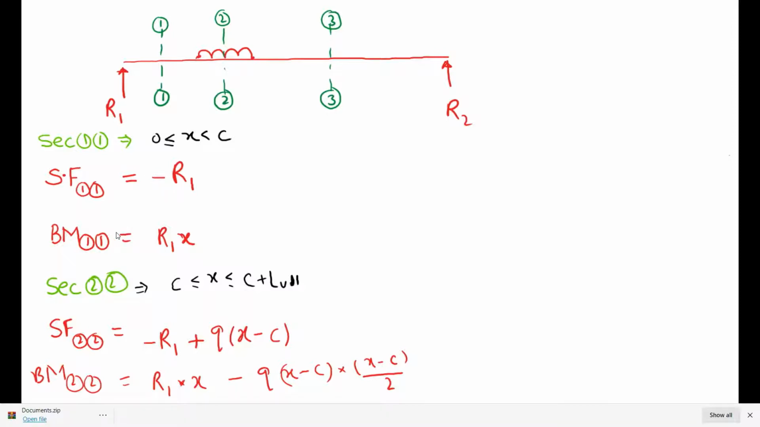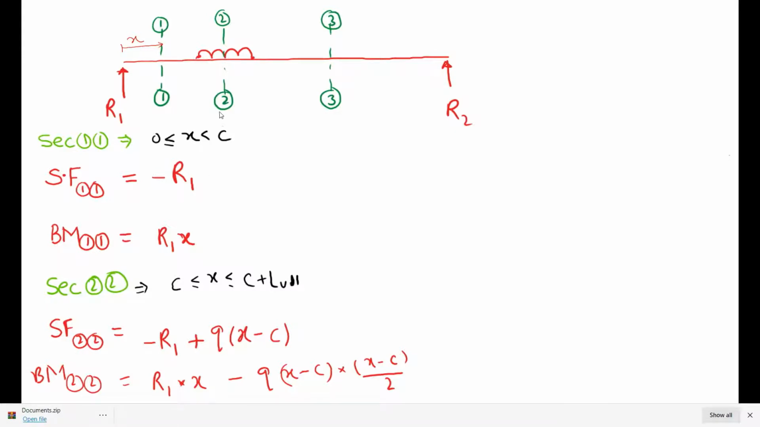And the bending moment is R1 multiplied by this distance. For this section the variable is x, the distance from here, where x varies from 0 to C. Then the shear force is minus R1, and the bending moment is R1 into x. Now section 2-2, this is acting at a distance C to C plus LUDL, and the shear force at 2-2.